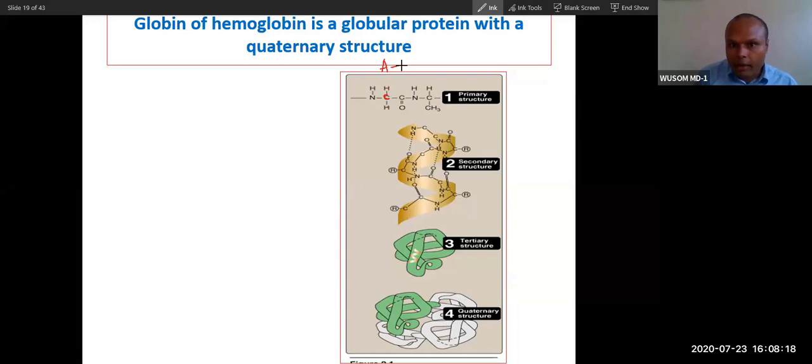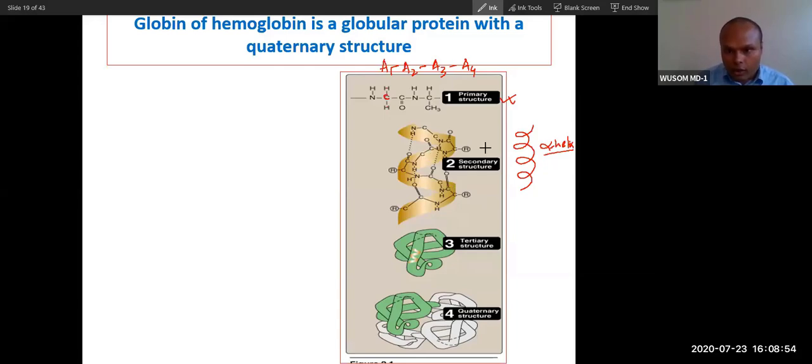So this is a primary structure made up of a chain of amino acids linked by peptide bonds. This primary structure will fold like this, and this is called secondary structure, a specific type of secondary structure called alpha helix. We will study this in detail in MD2, but right now we will see how it folds in the context of hemoglobin and myoglobin.